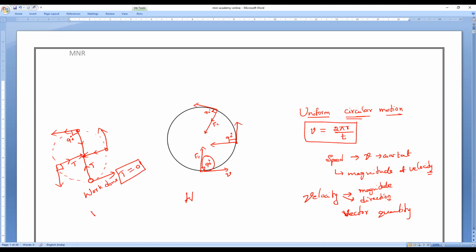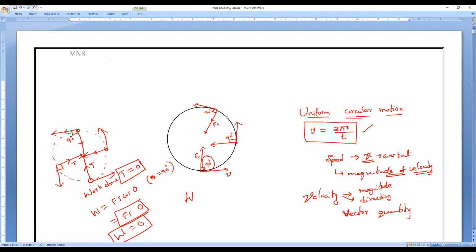Because the work done equals force into displacement into cos theta. As theta equals 90, cos 90 equals how much, guys? 0. So the work done by the tension equals 0. So now, this is uniform circular motion, what you studied in the 9th class. The speed of the body remains constant, that is, the magnitude of velocity remains constant.